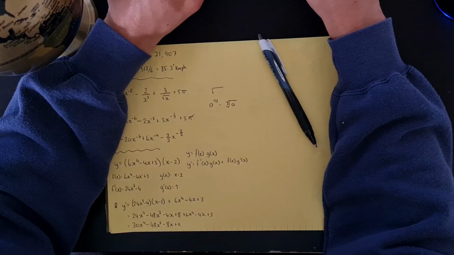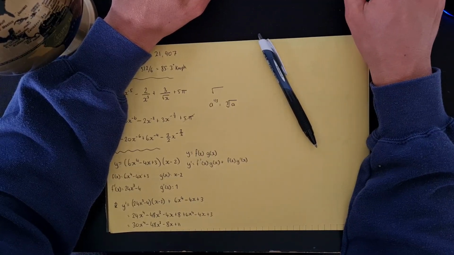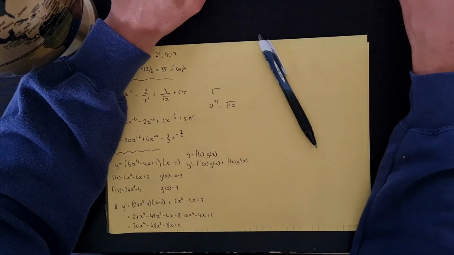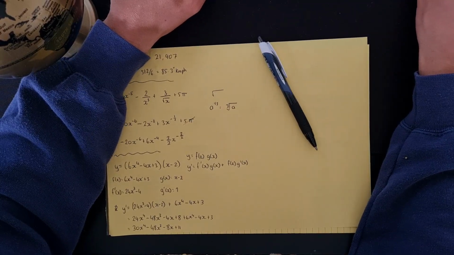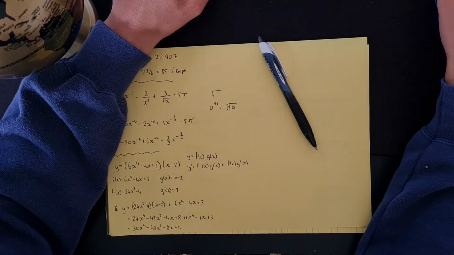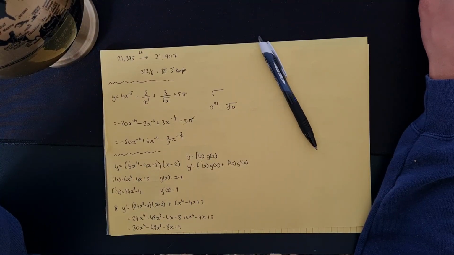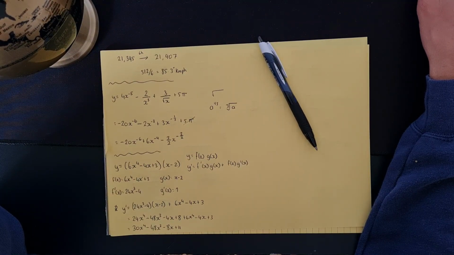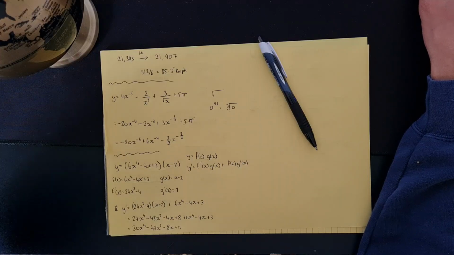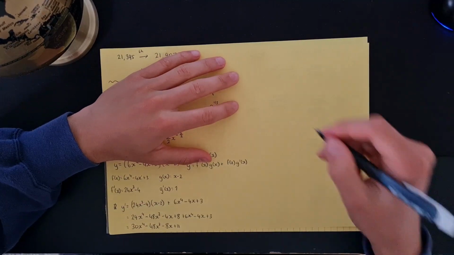So let's see if that's correct. So 30x to the power of 4 minus 48x to the power of 3 minus 8x plus 11. Okay, now let's see if that's correct. Awesome, that is correct. Okay, now we're on to the next question.